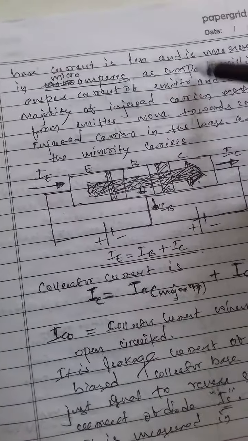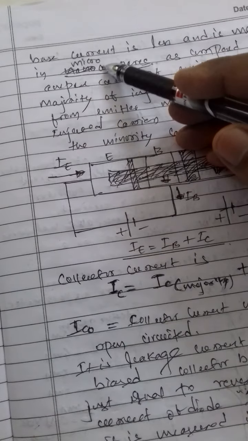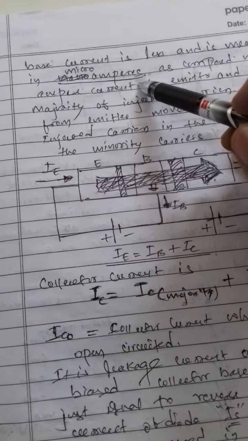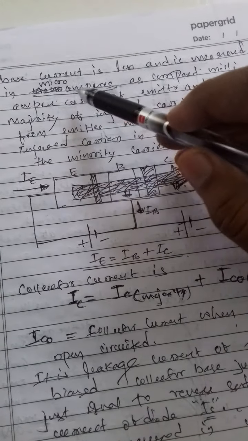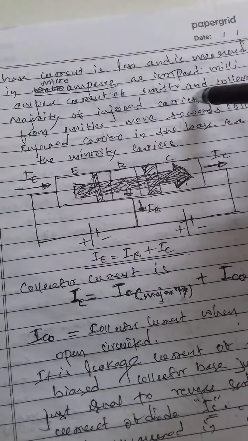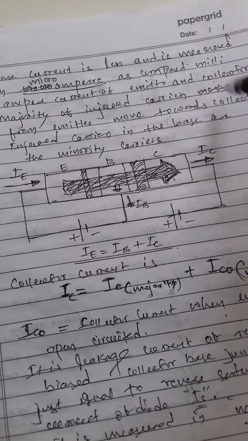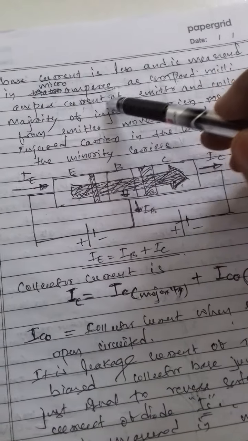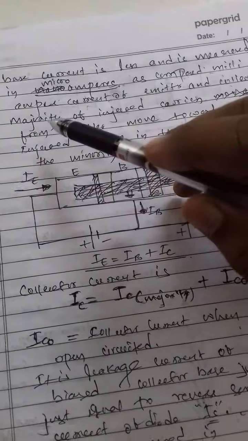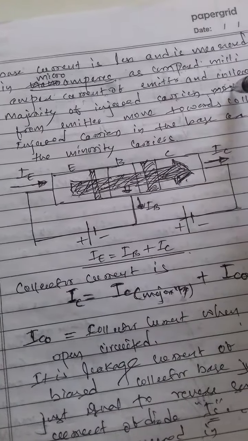Base current is less since only a small number of carriers will recombine with the holes. Base current is measured in microamperes as compared to the milliampere current of the emitter and the collector.